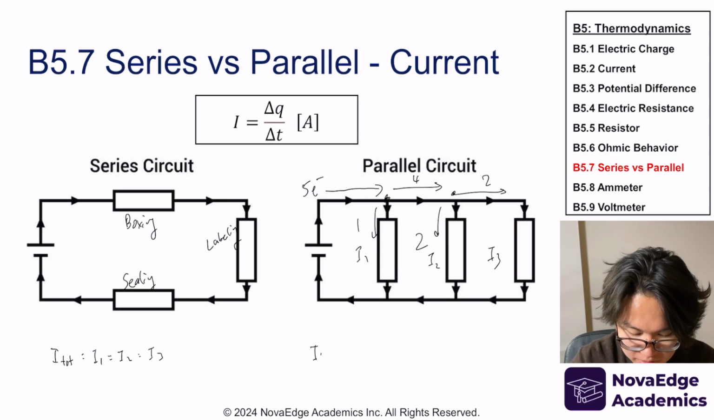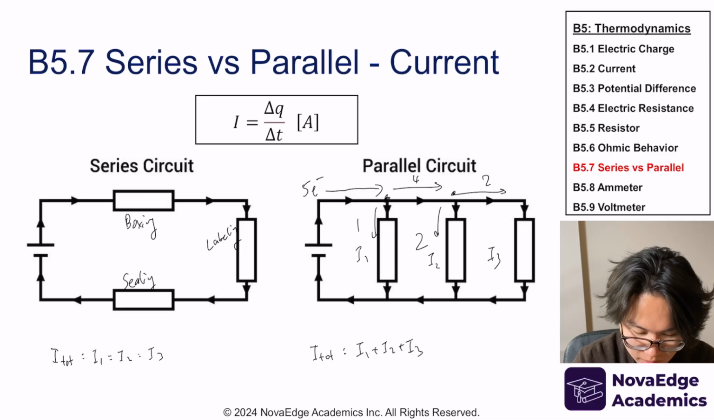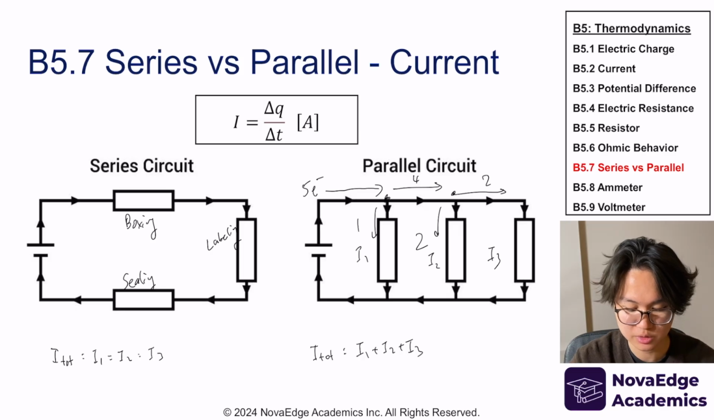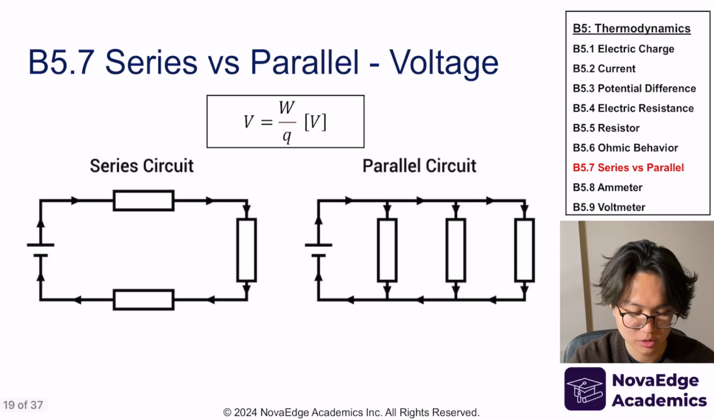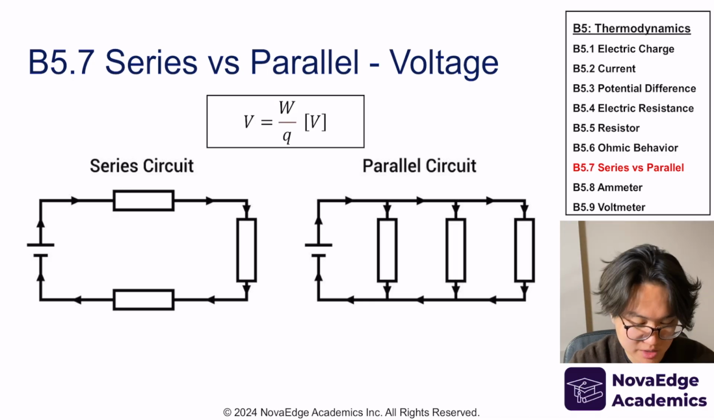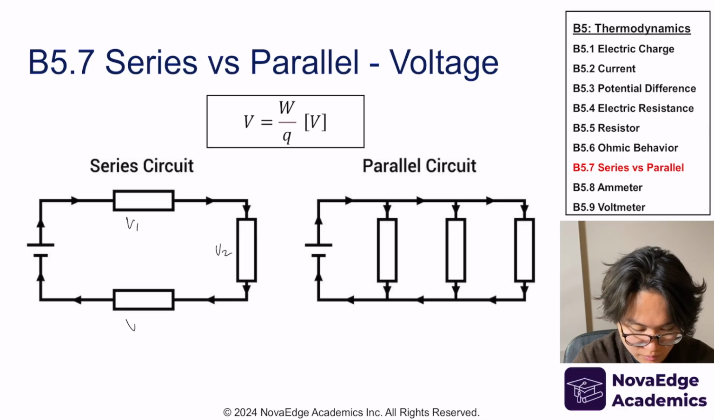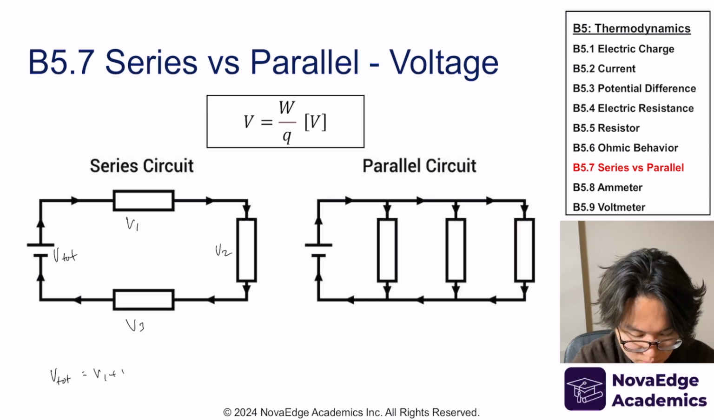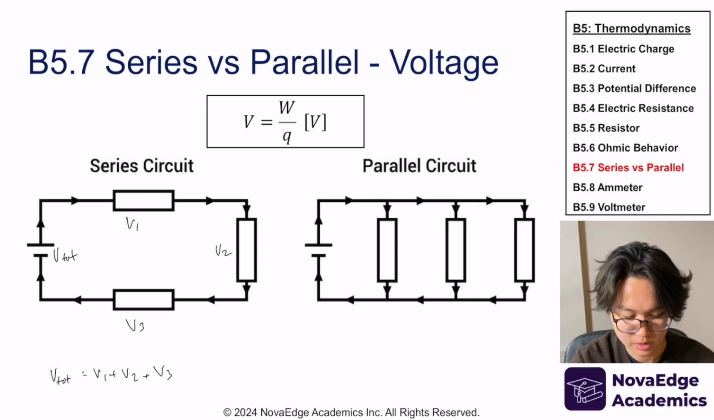Okay, so the I total in this case is equal to I1 plus I2 plus I3. 5 is equal to 1 plus 2 plus 2, right? So the I total is equal to the sum of them. That's in current case in parallel circuit. Why am I saying this? Because it's actually the complete opposite when we talk about voltage or potential difference. So in potential difference, actually, in series, V total, which is the potential difference that the battery has, is equal to V1 plus V2 plus V3, complete opposite.